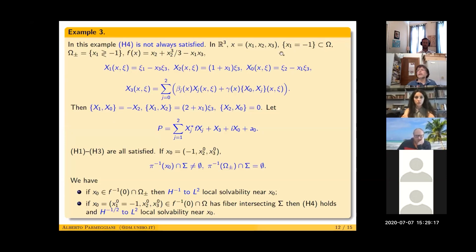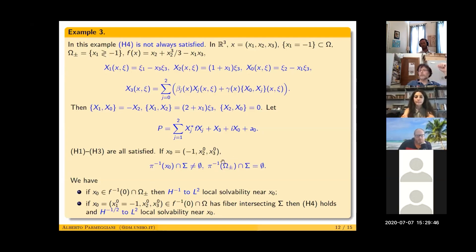All right. So having f of x, this function, which is any function, I want to take omega plus or minus to be defined by this inequality in x1. Whenever x0 belongs to the zero set of that function intersection omega plus or minus, we have H minus 1 to L2 local solvability, because the fibers of these points with the characteristic set are empty.